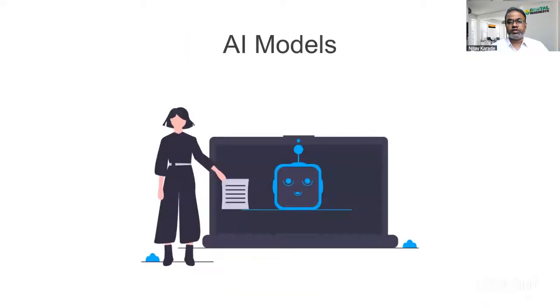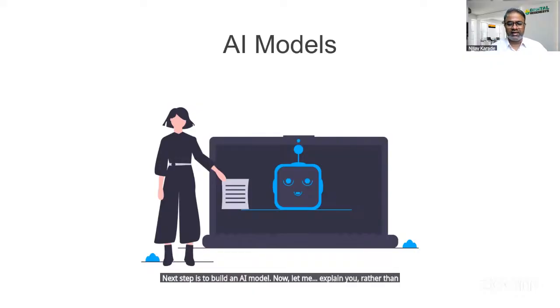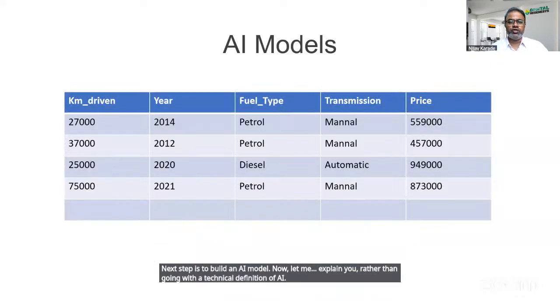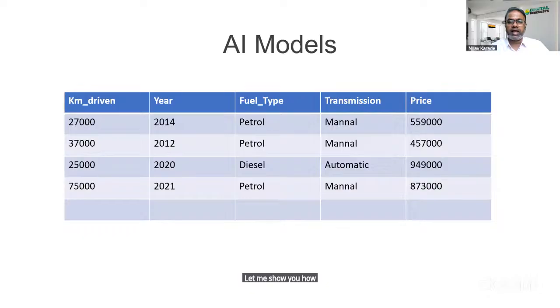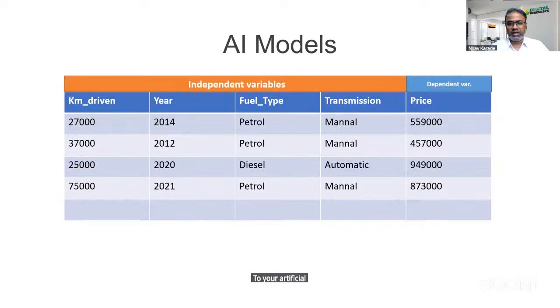Next step is to build an AI model. And now let me explain, rather than going with a technical definition of AI, let me show you how AI can be helpful in this particular context. So what you do is that you feed this old data to your artificial intelligence model.